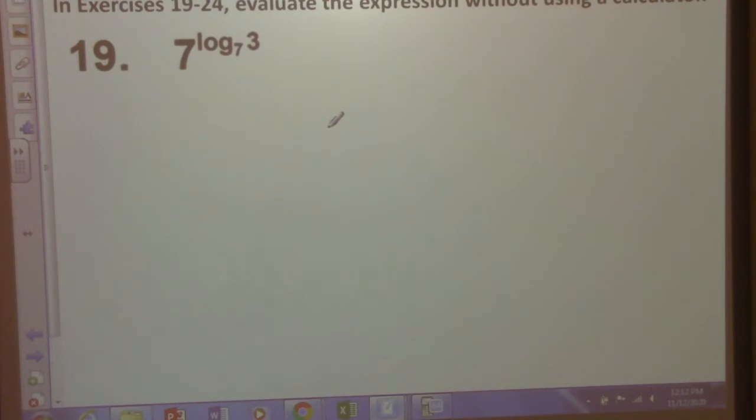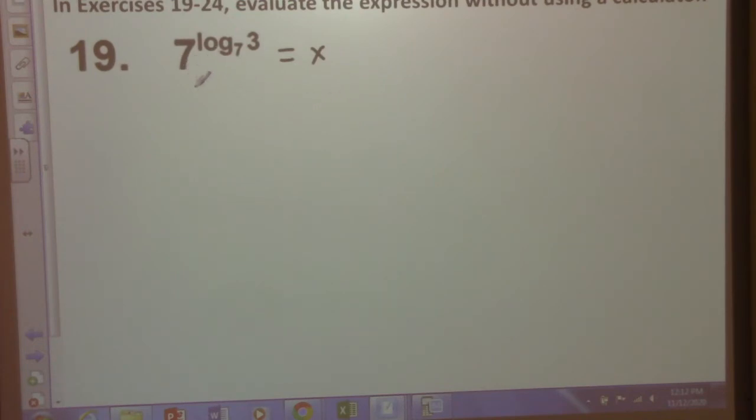Yeah, so let's go look at this. Now, we're going to change this, it's in exponential form. We want to go ahead and turn this into logarithmic form.